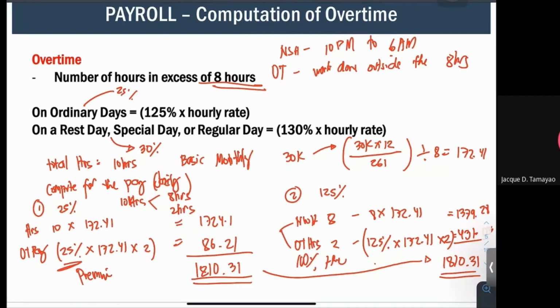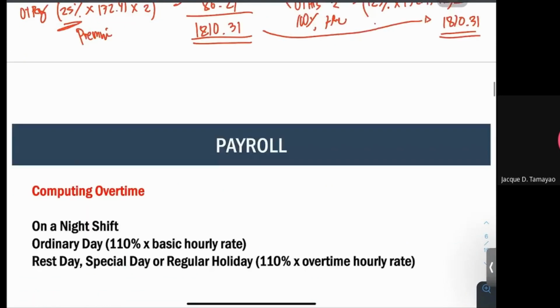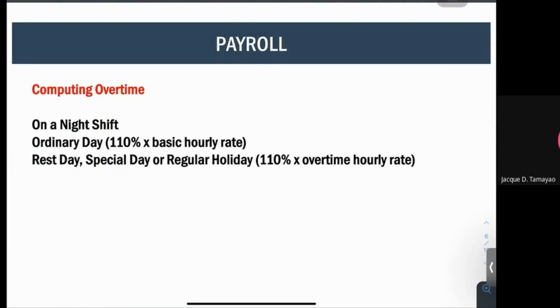Here, we already totaled the hours. Here, we divided the hours, 8 and 2, for the normal working hours and the OT hours. Okay? That is how we compute for your overtime. Again, we multiply it to your hourly rate, and you already know how to compute for an hourly rate. How about an overtime on a night shift? Still the same, the overtime and then your night shift pay.